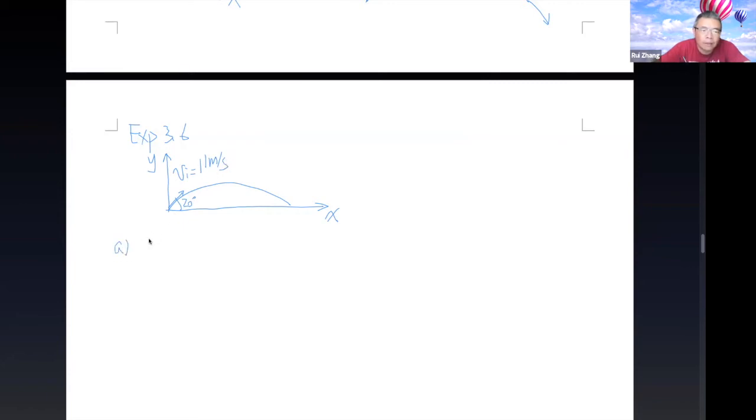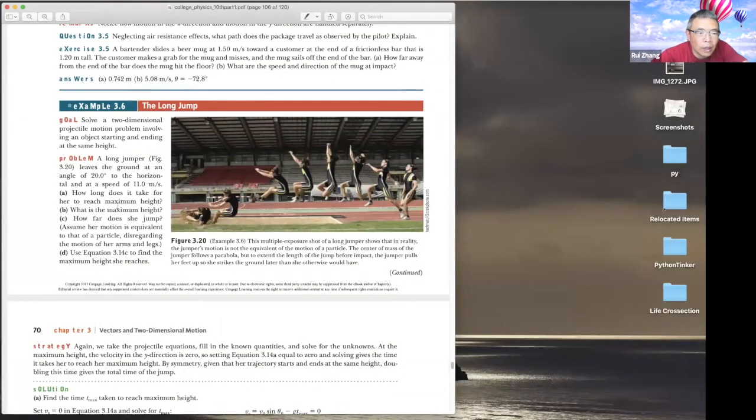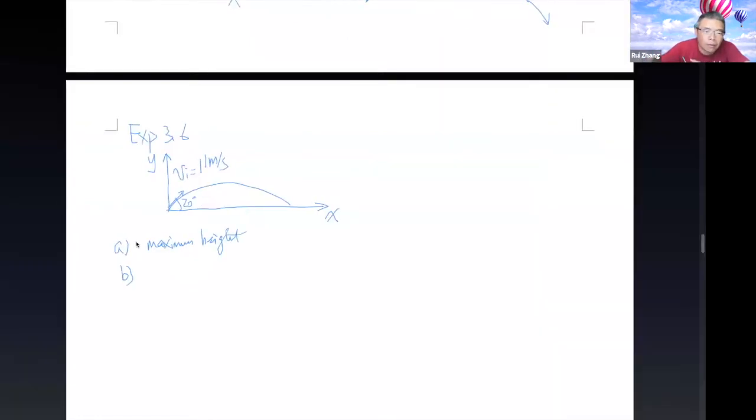Sorry, A is the time to reach maximum height, and B is the maximum height itself.